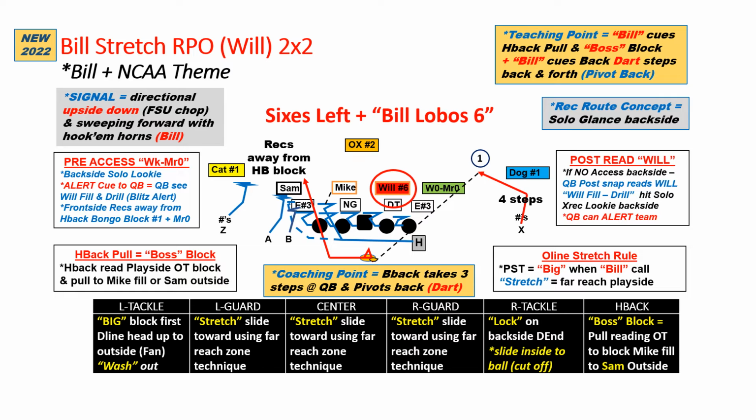You can see here the first one, we're running backdoor to the left stretch. So he's going to take his rocker step, always reading now that will backer. If he fills, we can look to drill. If he doesn't, you can see then it turns into regular quarterback stretch to the left. He would take his 5 steps, plant, and read with the H-back running his boss block pulling to the Sam backer.